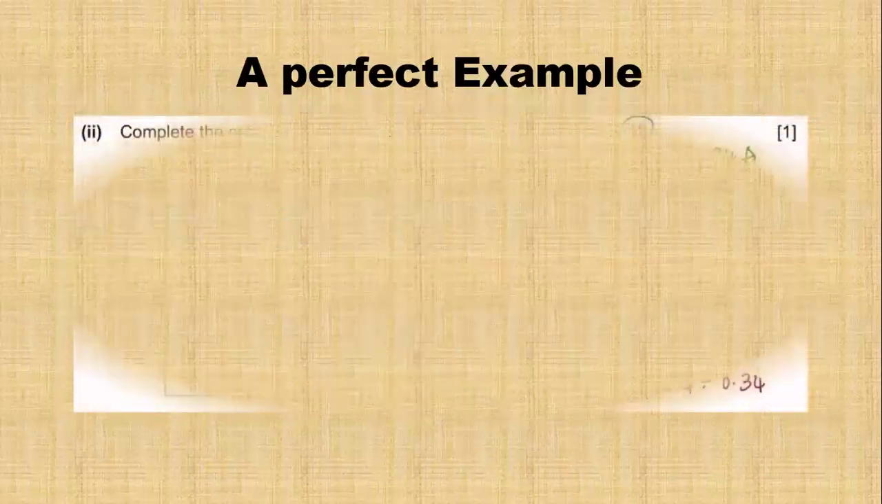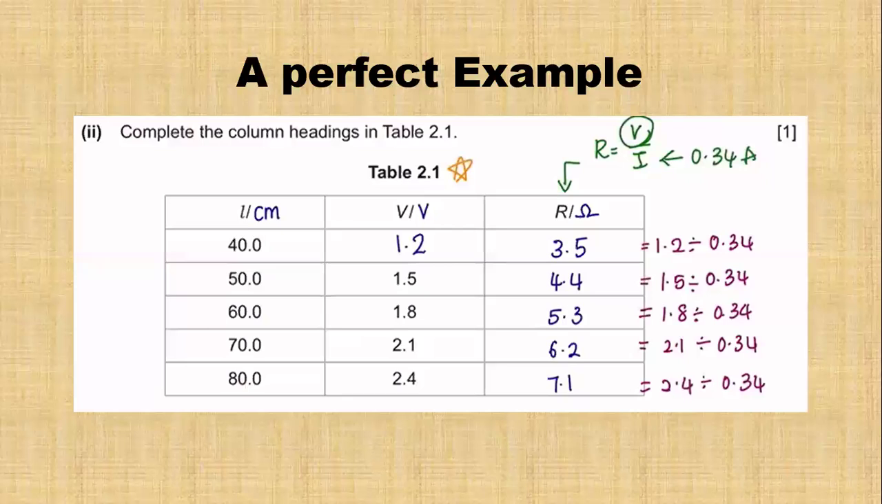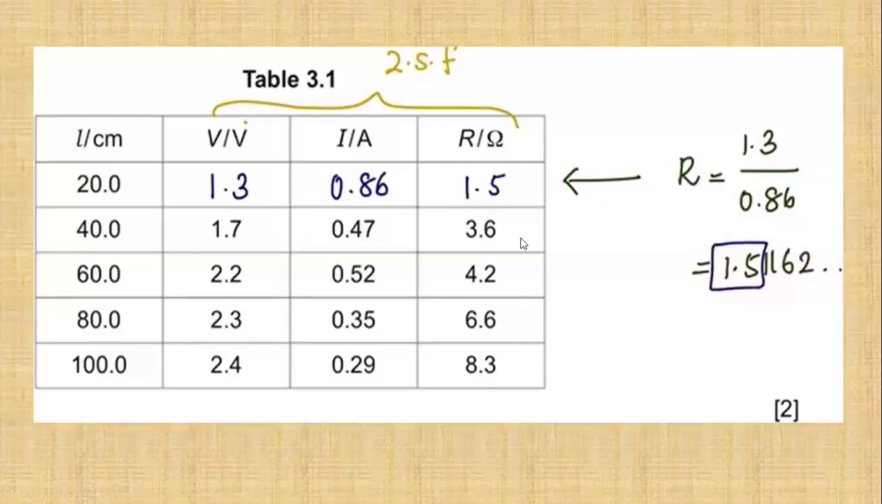Let's take an example. A table was given in which you have to put the value for this 1.2 here, and you have to calculate R by taking V over I, and I was given in the previous question as 0.34. You may take that V has the minimum number of significant figures, 2, so you have to write R to the same number of significant figures. There's another example. Sometimes the other values are given, like these in 2 significant figures, here 2 significant figures, 2 significant figures, and these were missing.